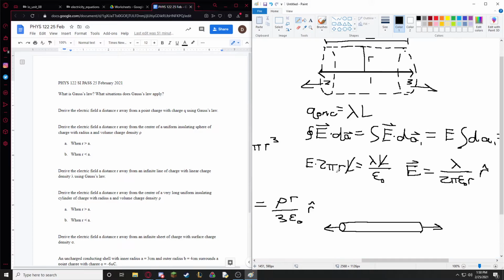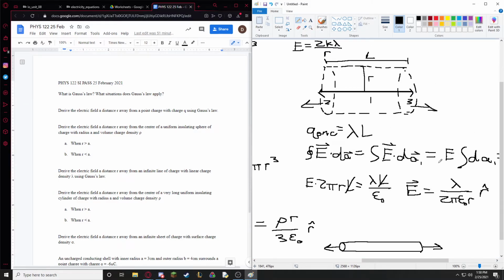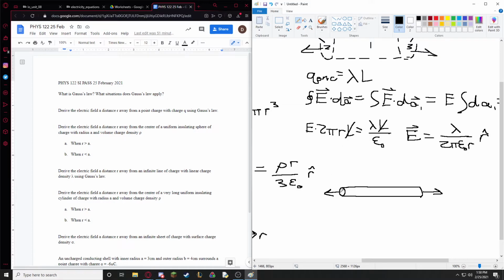It's just going to be the same thing as if it was an infinite line of charge, right? We can just treat the cylinder as an infinite line of charge right through the center.